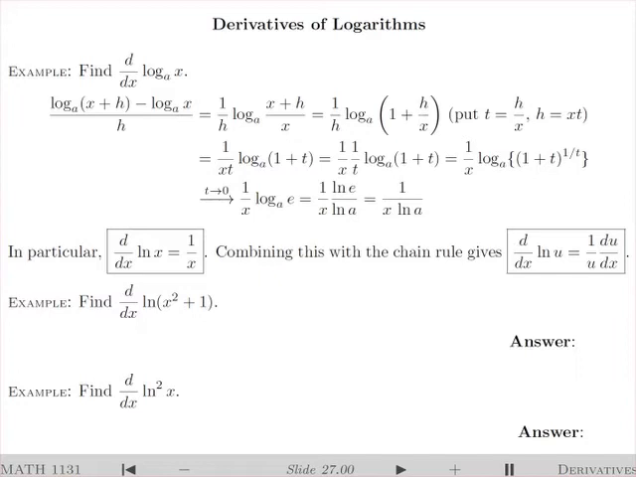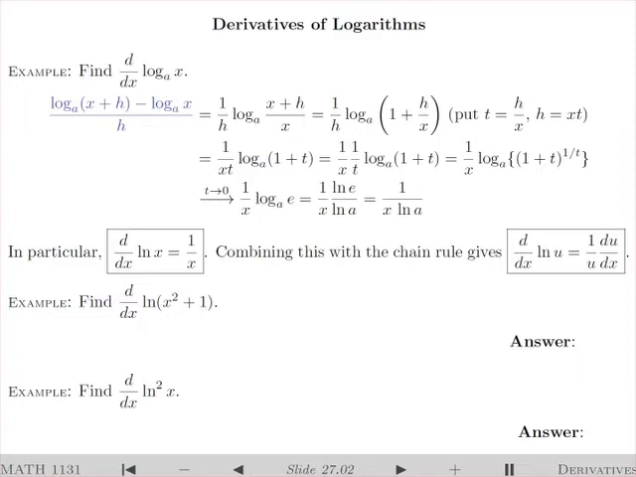If I want to do that, I have to go back to the definition, find the limit of the difference quotient. So let's start by looking at the difference quotient for log base a. I take the value of the function at x plus h minus the value of the function at x, divided by h, and then eventually we'll do the limit. I want to rewrite this expression so I can connect it to other limits.